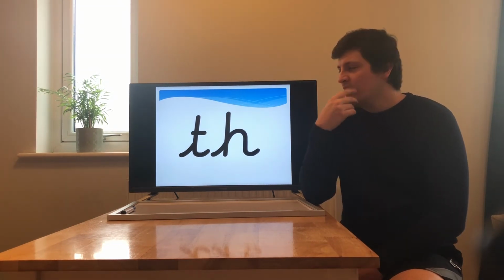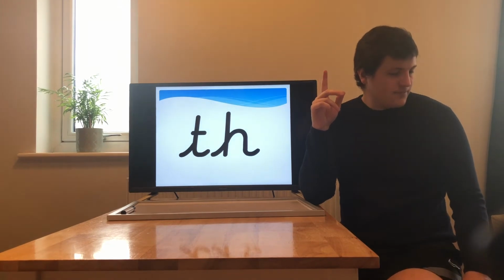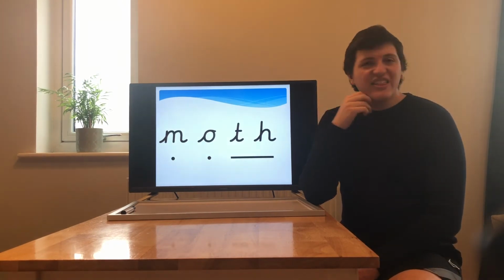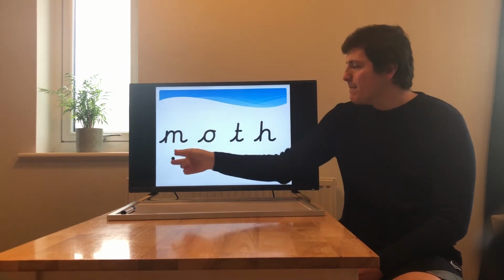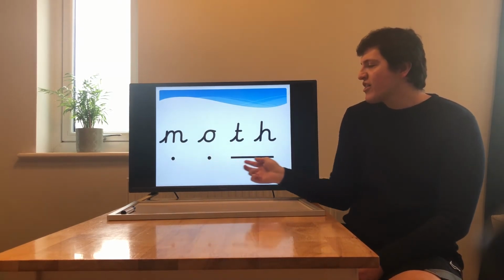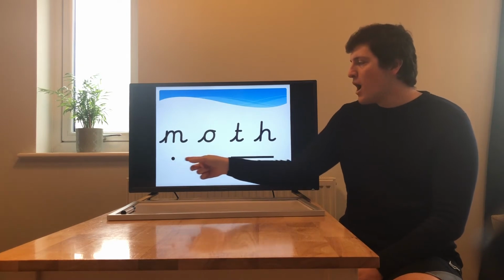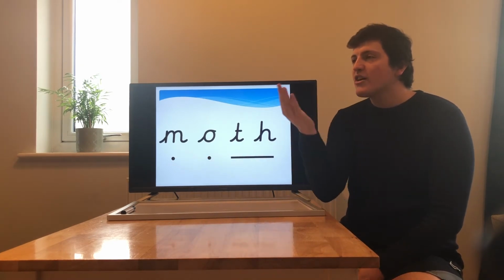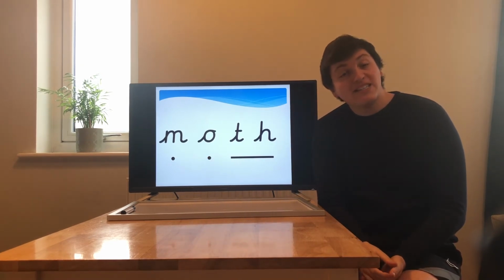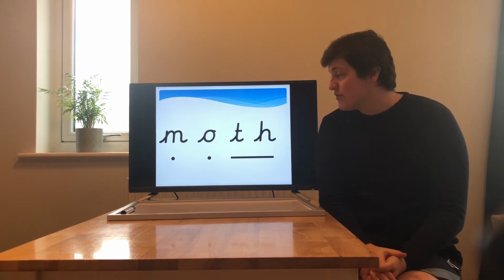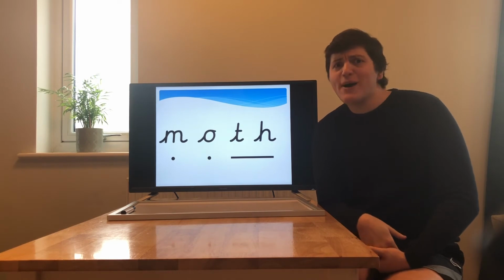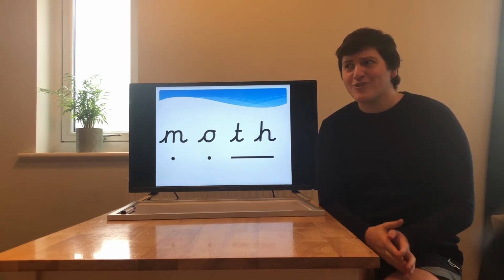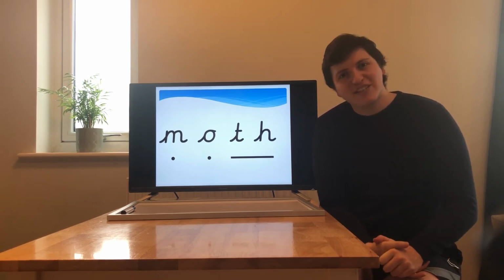I thought of this word here. Can you sound it out for me? M, o, th. Moth. Like the mini beast. I wonder if you thought of that word yourself. Moth. We're doing so well with all these digraphs. Wow, we've got through loads already. Shall we see if there's any more?